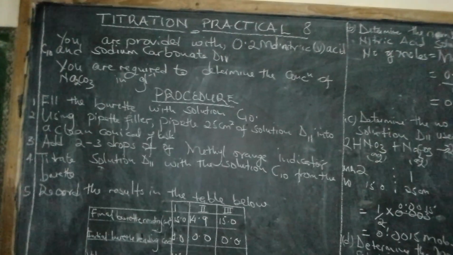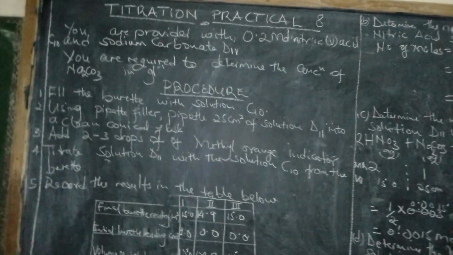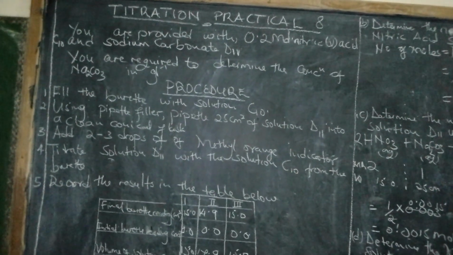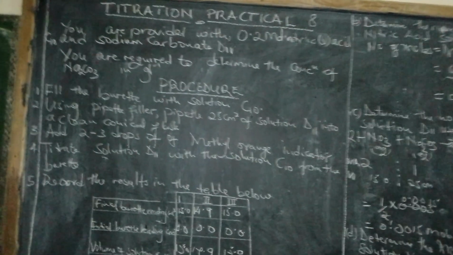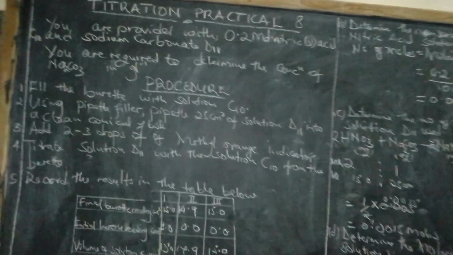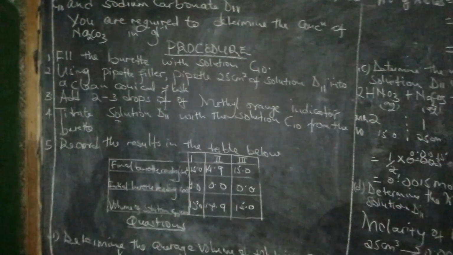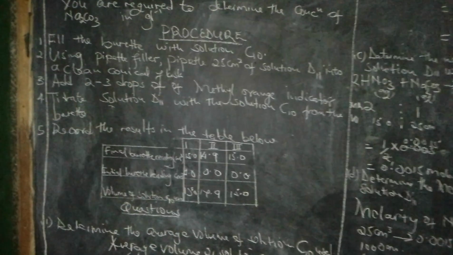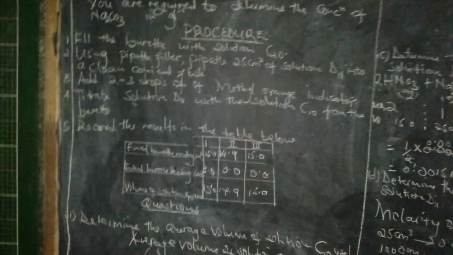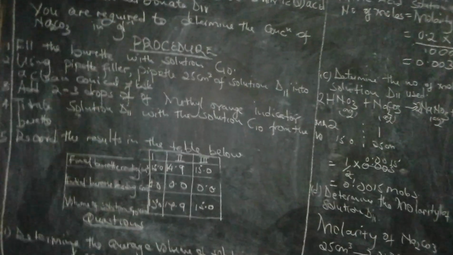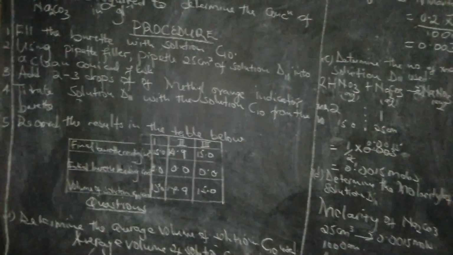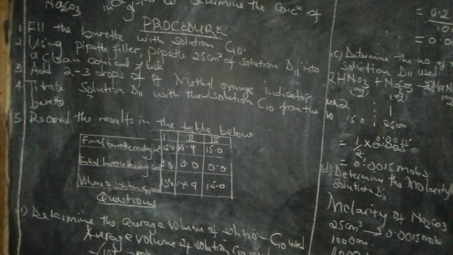So I've taken you through the procedure of practical 8 titration. The procedure was to fill the burette with solution C10 using the pipette filler, pipette 25 cubic centimeters of solution D11 into a clean conical flask, and add 2 to 3 drops of methyl orange indicator. Then procedure number 4: titrate solution D11 with solution C10 from the burette. Record the results in the table below.